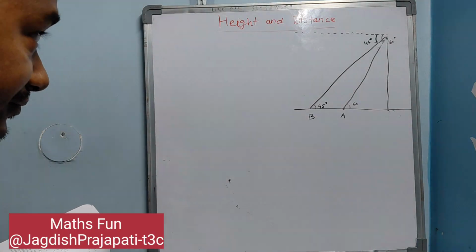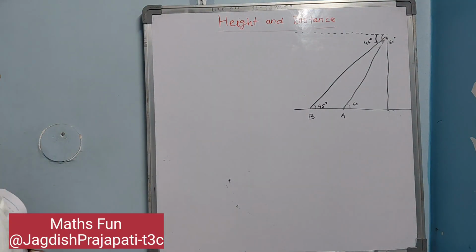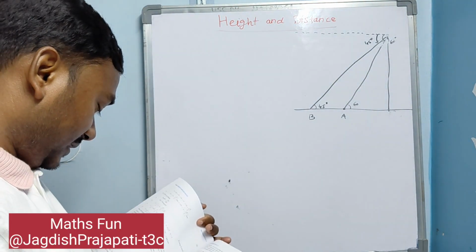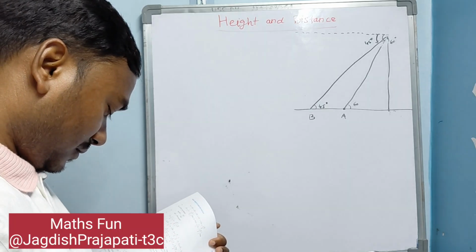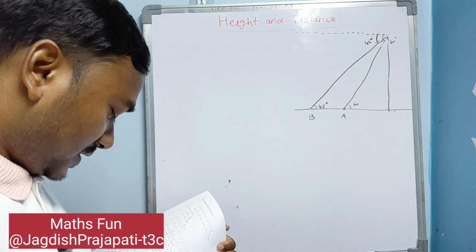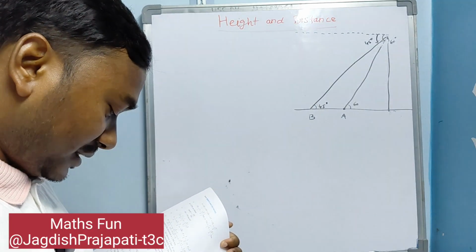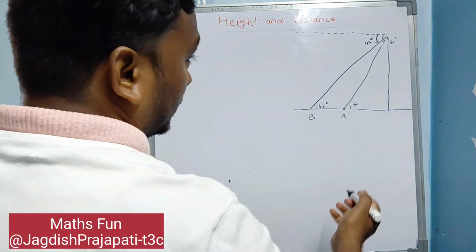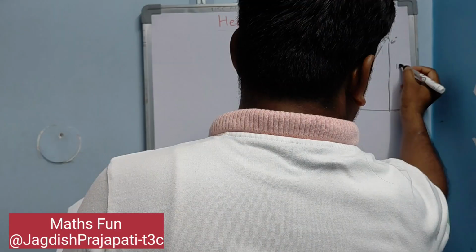Okay, let's see further what other information is there. If the height of the tower is 15 meter, then find the distance between these 2 points. This is 15 meter.